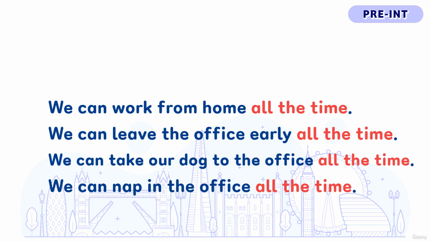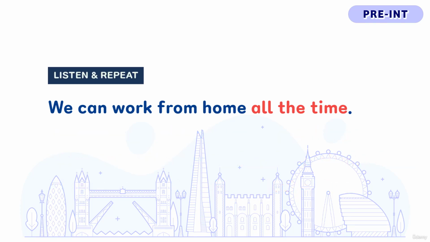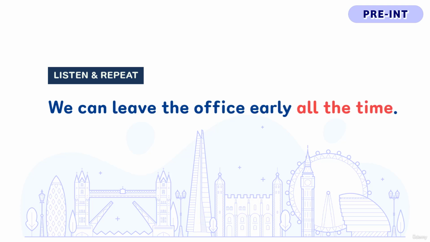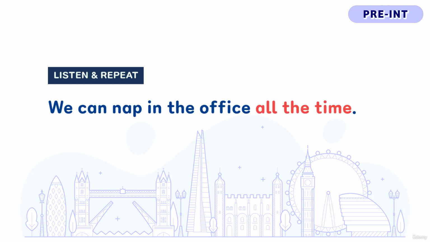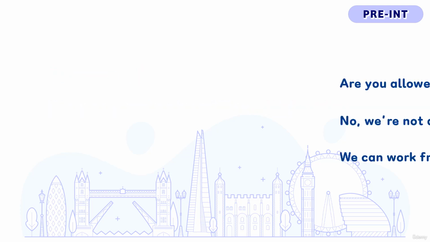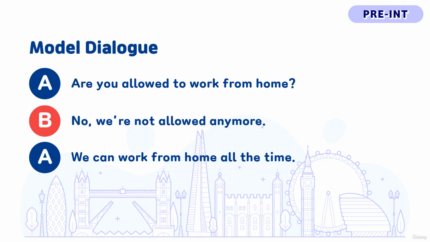Okay, so let's now do a speaking practice of these sentences. We can work from home all the time. We can leave the office early all the time. We can take our dog to the office all the time. We can nap in the office all the time. Excellent job, well done. Let's listen to the whole dialogue again.